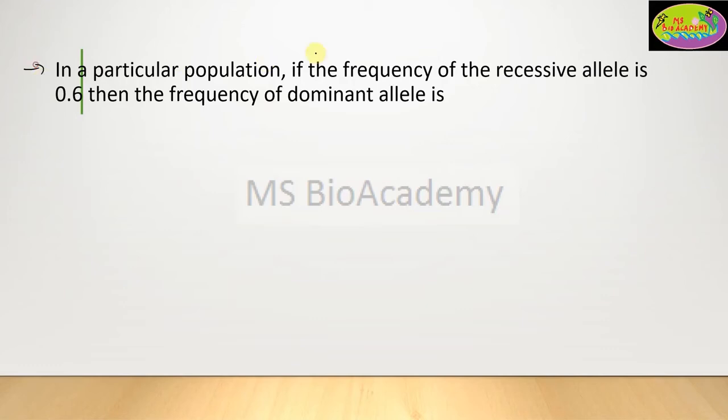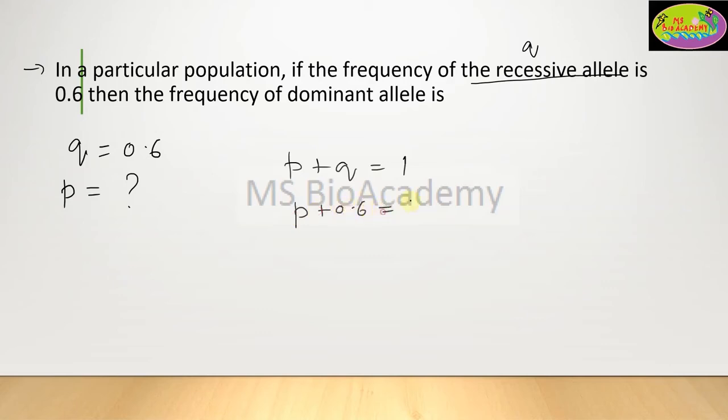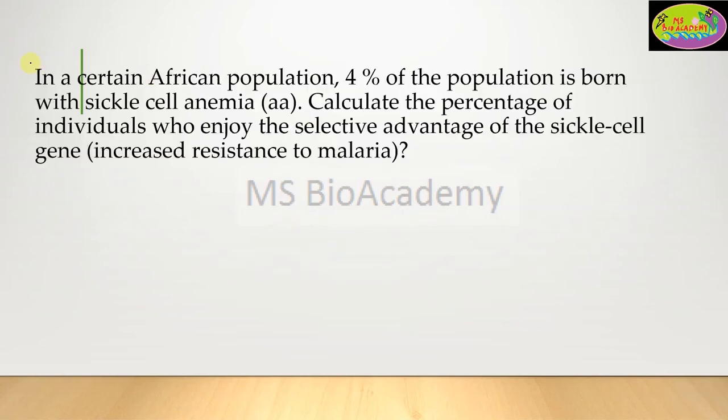Next is, in a particular population, the frequency of the recessive allele, that means q, is given to you. It is 0.6. So q is 0.6, and the frequency of the dominant allele is what you have to calculate, the p value. This is quite easy. Just do p plus q is equal to 1. That is p plus 0.6 is equal to 1. So p is equal to 1 minus 0.6, that is 0.4. So this is very simple. Let's move on to the next.